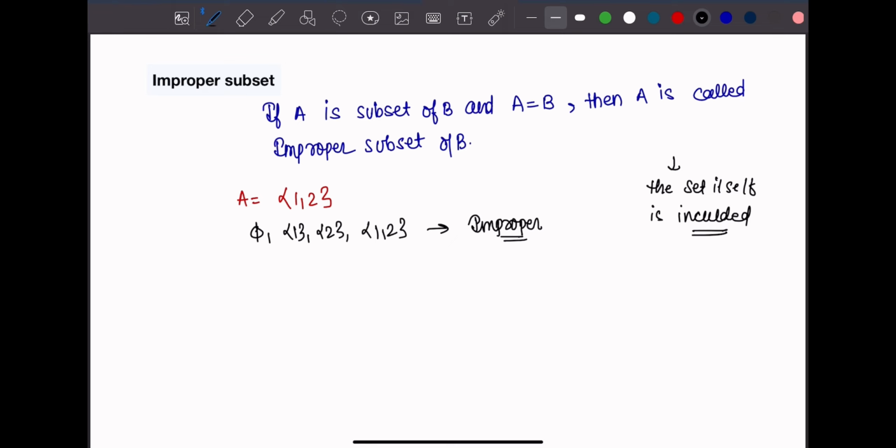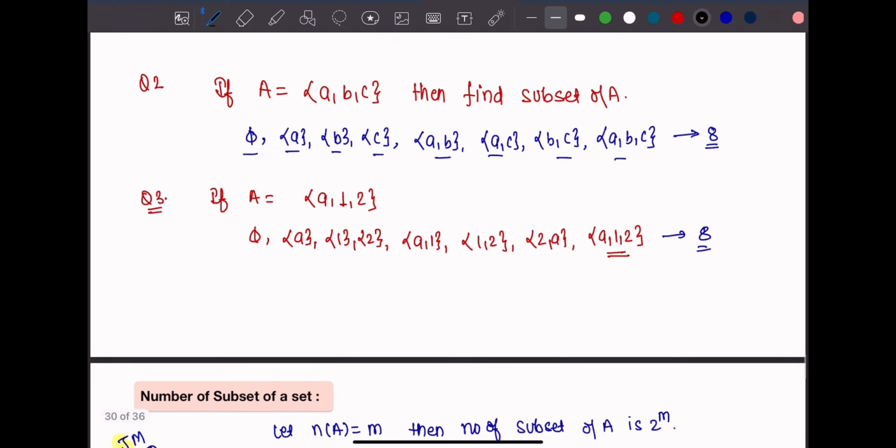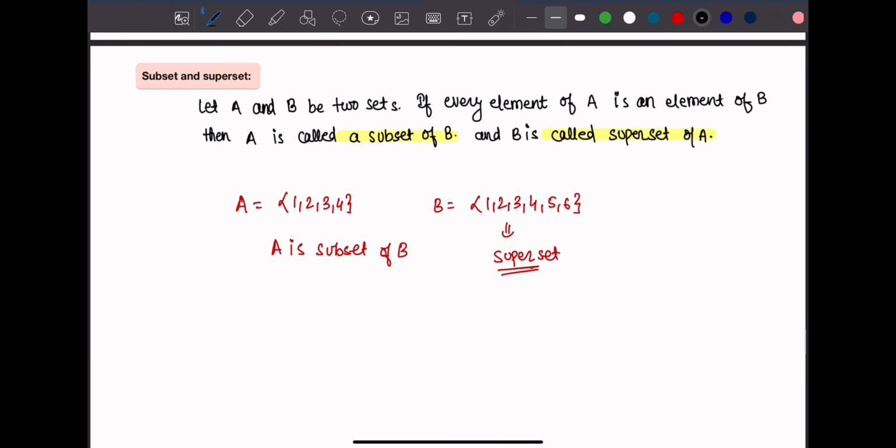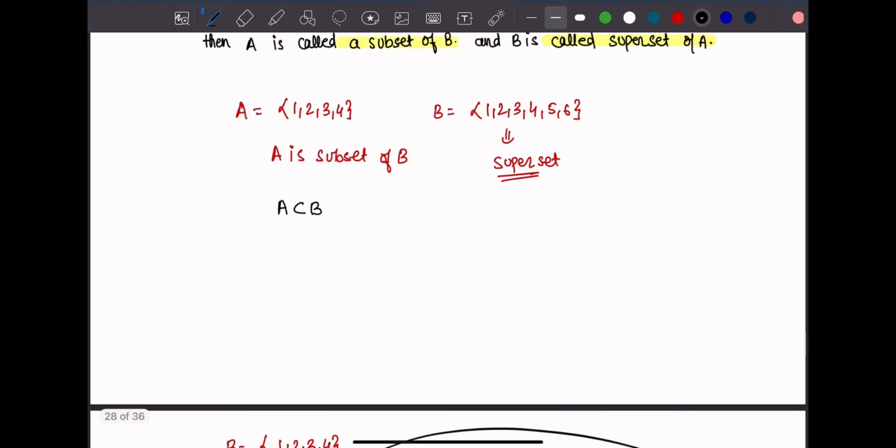Now what are the symbols for the subset, improper subset and proper subset? So we are going with symbols now. In this one, if I have to represent A is subset of B, I will represent it likewise. A is subset of B. Right now I don't know whether it is proper or improper. So if I have proper subset, which means A is subset of B. This is the general symbol that we have to use for subset.